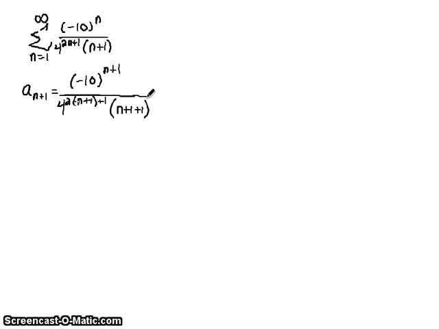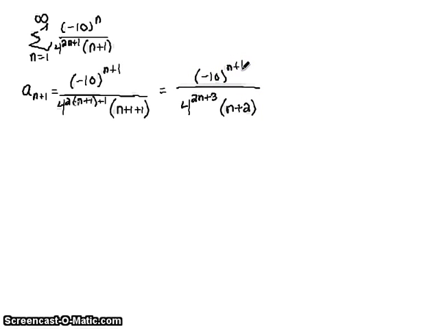So let's go ahead and simplify this a little bit. Distribute your 2 in the power of 4. You're going to get 2n plus 2 and then plus another 1, so we're going to get 4 to the 2n plus 3. n plus 1 plus 1 is going to be n plus 2. And we just have a negative 10 to the n plus 1 power. So there's our a of n plus 1.